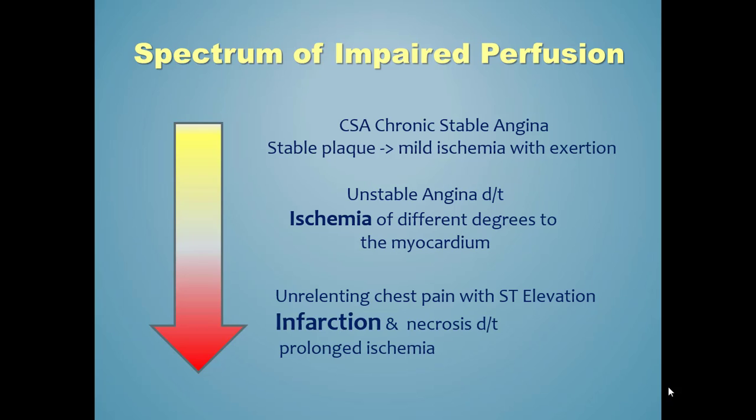This slide shows you a spectrum of clinical presentations of impaired perfusion to the coronary arteries. Chronic stable angina occurs with a stable plaque leading to mild ischemia with exertion that is relieved with rest and/or nitroglycerin. Unstable angina is due to ischemia to different degrees to the myocardium and continues even with rest and/or medications, but has normal biomarkers. And unrelenting chest pain with ST elevation indicates an infarction, necrosis due to prolonged ischemia, and will have positive biomarkers.